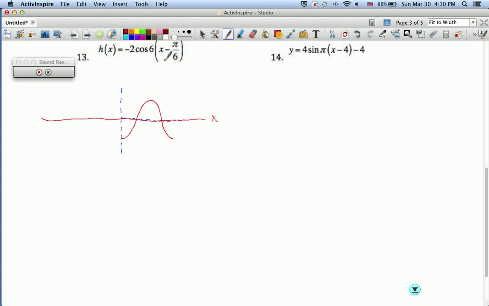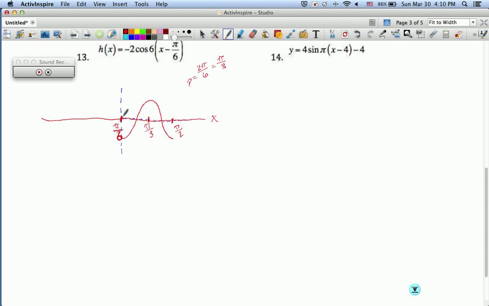I moved to the right pi over 6. And yet I wrote it too, pi over 6. My period is 2 pi over 6, which is pi over 3, but for my purposes, I'm going to leave it as 2 pi over 6, because that's going to put me at 3 pi over 6. 3 pi over 6 is known as pi over 2. This would be 2 pi over 6, or pi over 3.